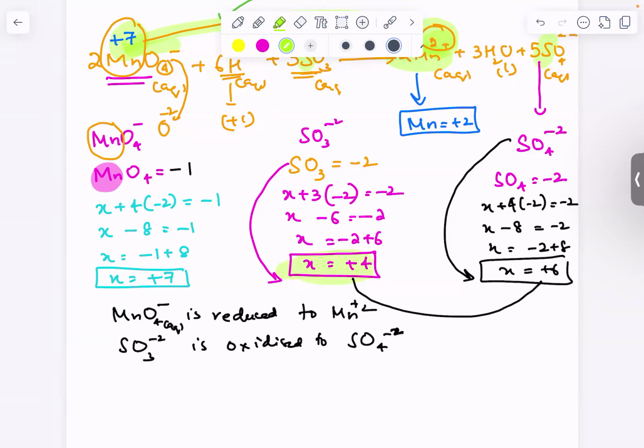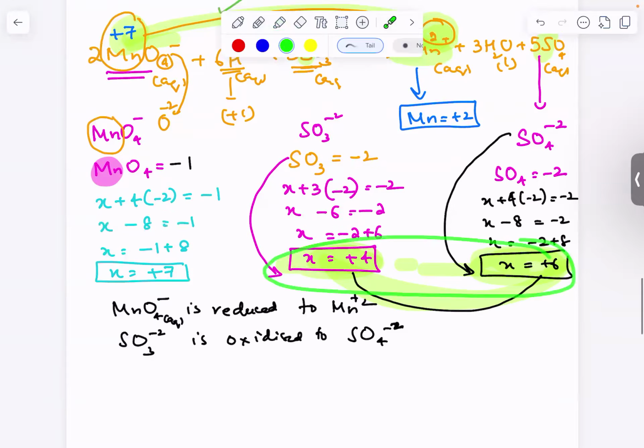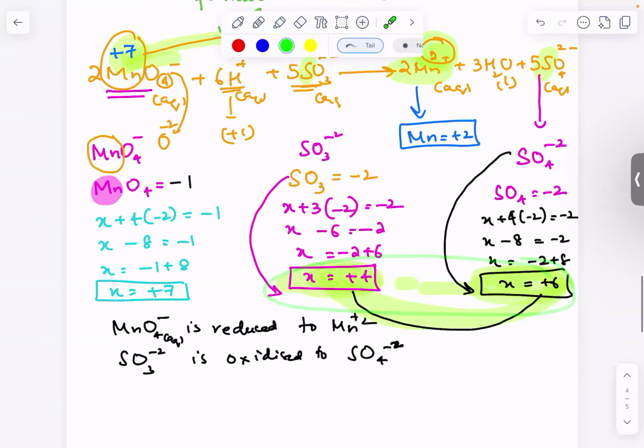Here it is. Can you see here? +4 to +6. Is it clear? So I think it's all clear. I tried to take the most difficult thing, the equation, so that you can easily do it. Now comes the next one.